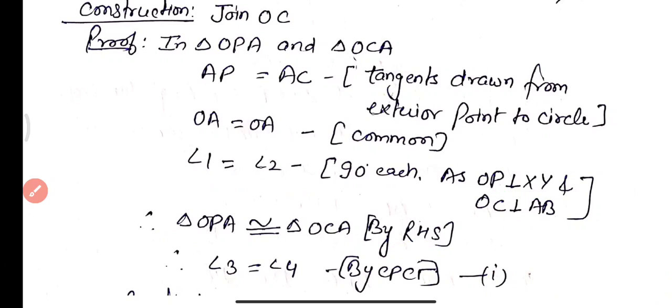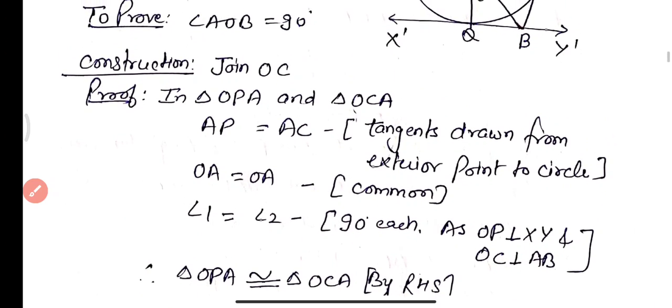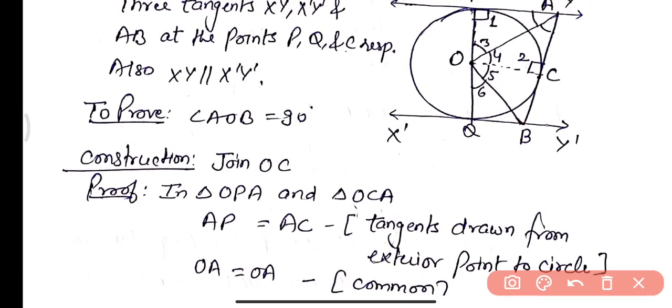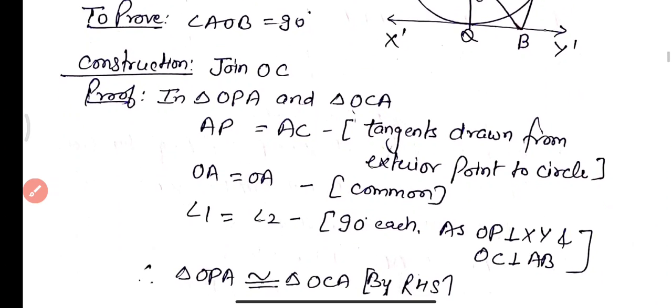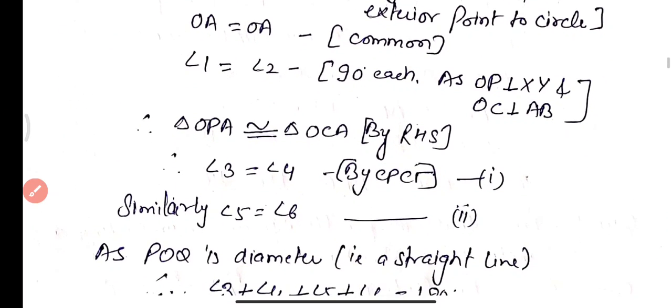So therefore we can say angle 3 equals angle 4, that is by CPCT. आप देख सकते हैं 3 equals to 4 कहाँ है, 3 is here and 4 is here. So these 3 and 4 are equal to each other by using CPCT, that is, corresponding parts of congruent triangles. Similarly, we can prove that angle 5 equals angle 6. So similarly we can see 5 equals 6.